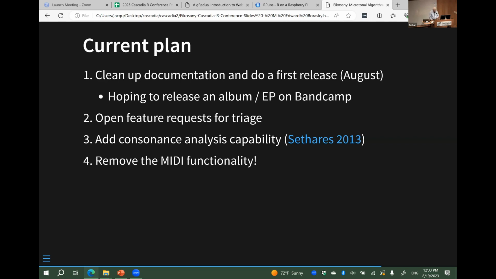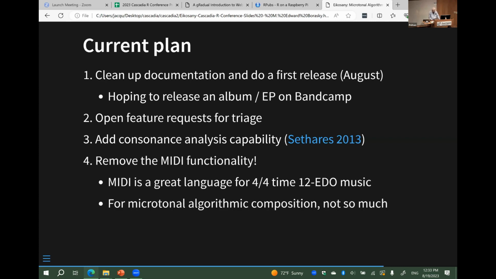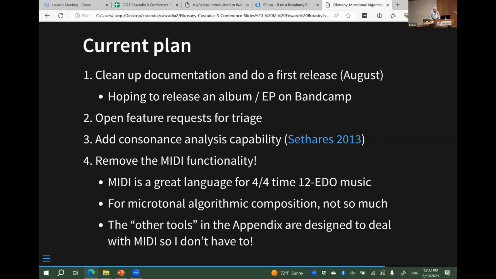And remove the MIDI functionality. MIDI is a great language for 4/4 time, equal 12-tone music, not for anything else. And the other tools in the appendix are designed to deal with what MIDI deals with.